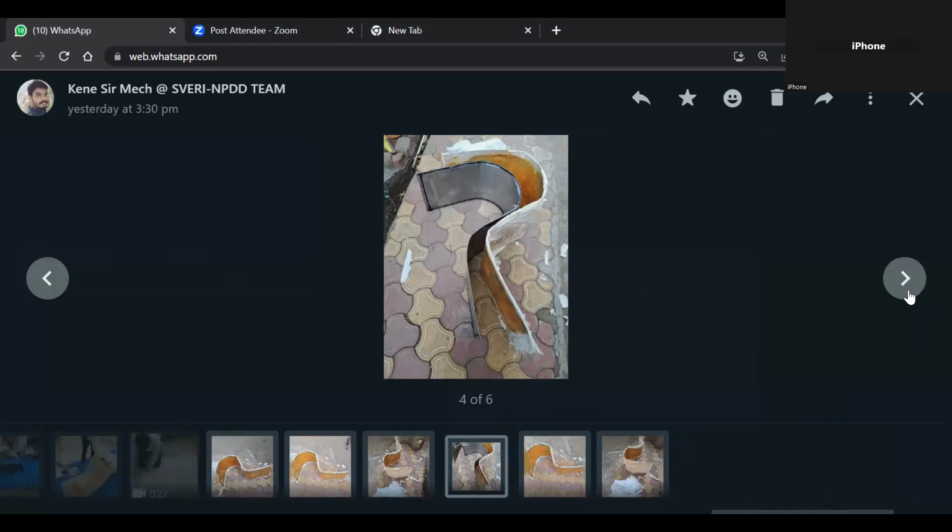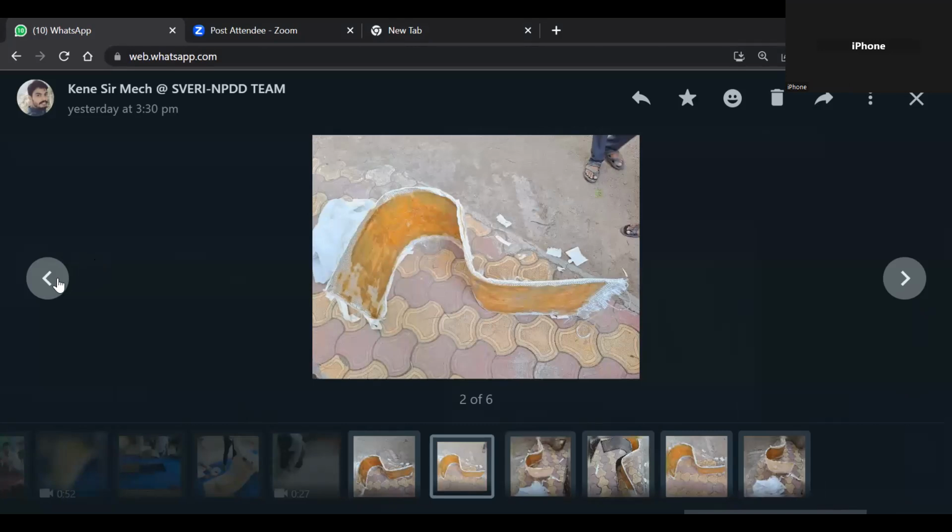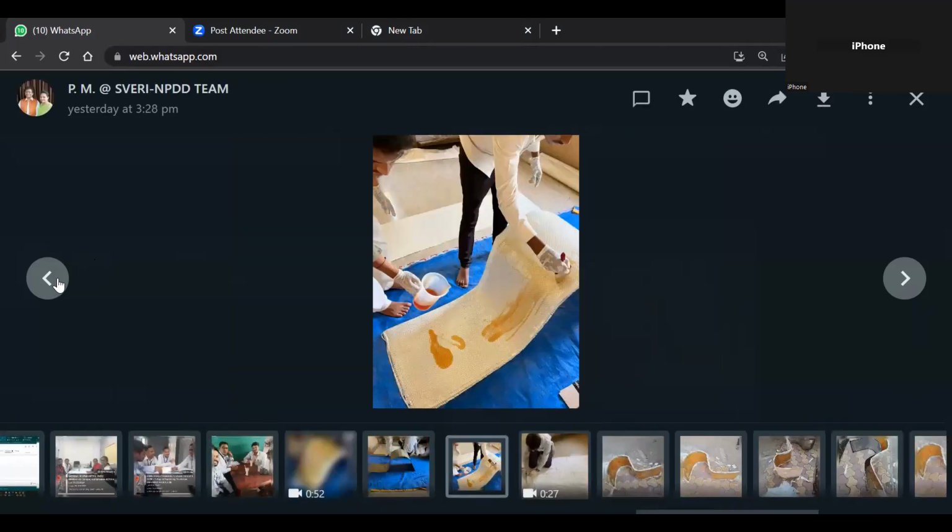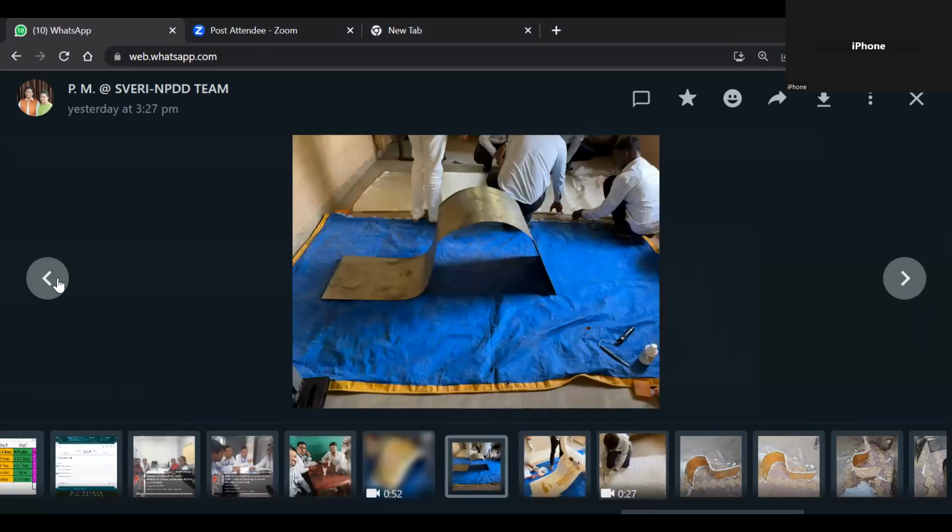First show the mold, no, earlier, start from the first slide. Sir, we wanted to make the monolithic chair. Hello, am I audible? Yes, sir, you are audible.